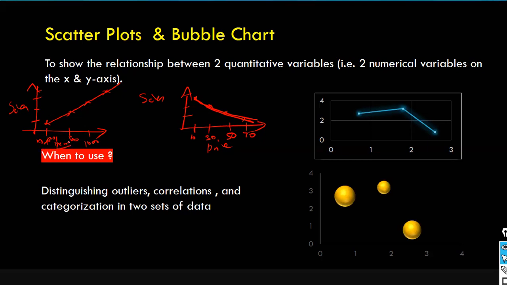Ad spend, in terms of dollars, is a numeric variable, a quantitative variable. Sales is also a quantitative variable. Here also the same thing. To find out whether a linear relationship exists between two quantitative variables, we can use either a scatter plot or a bubble chart. Using a scatter plot, we can also find out the outliers.